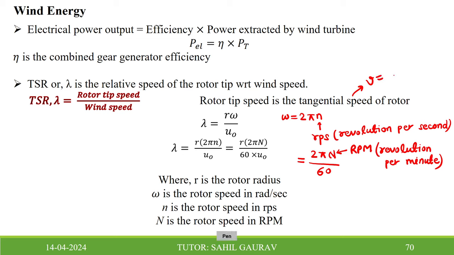Tangential speed and angular speed have different meanings. Here the rotor tip speed is taken as the tangential speed. So you can get the expression for lambda, that is R omega upon U naught. So this is very important.